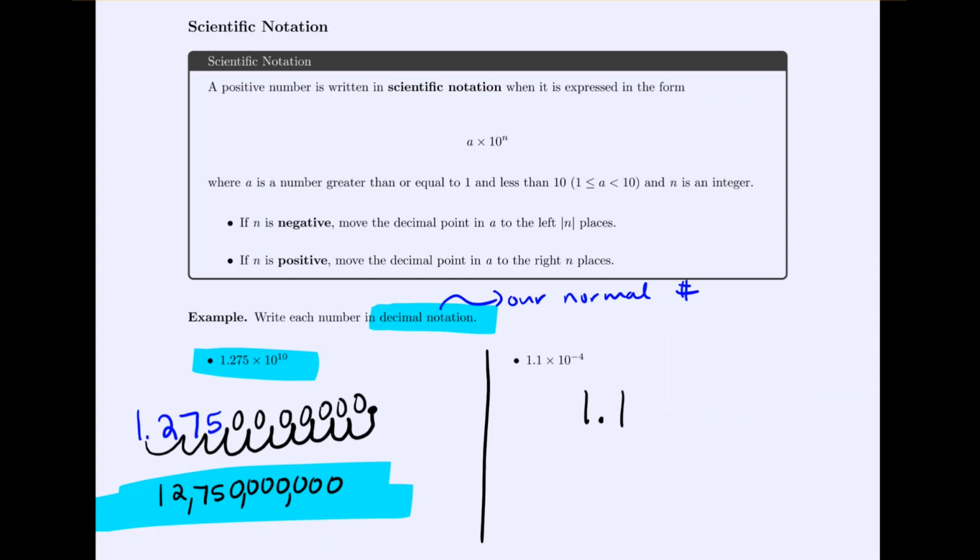So as I'm moving to the left, because it's a negative exponent, we are going over 1, 2, 3, 4, with a 0 in every empty place, and this would be equal to the value 0.00011 in decimal form.